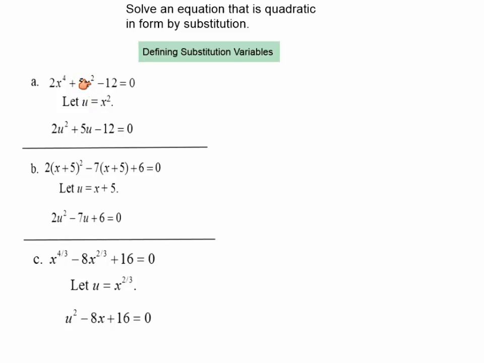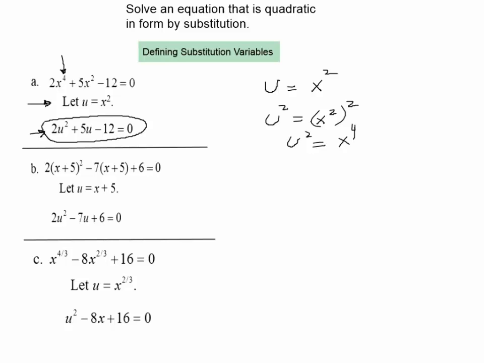So we let u be equal to this middle term, x to the power of 2. If I square both sides, then u squared would be x to the power of 4, and that's exactly what we have here. So we can write this as 2u squared plus 5u minus 12. So what we're doing is forcing this to look like a second order equation by using the substitution method.